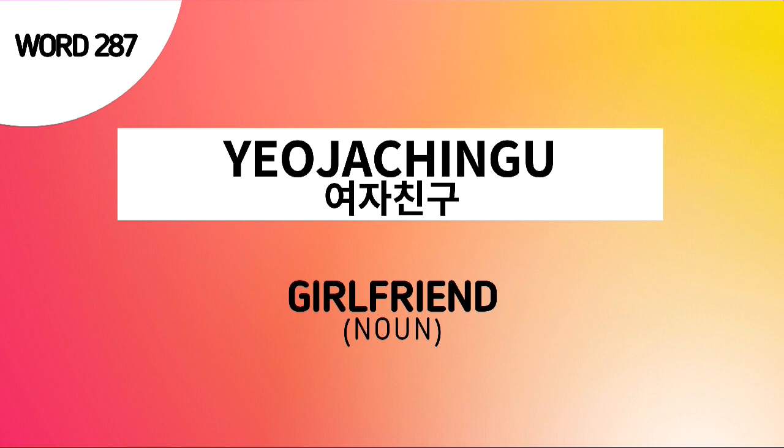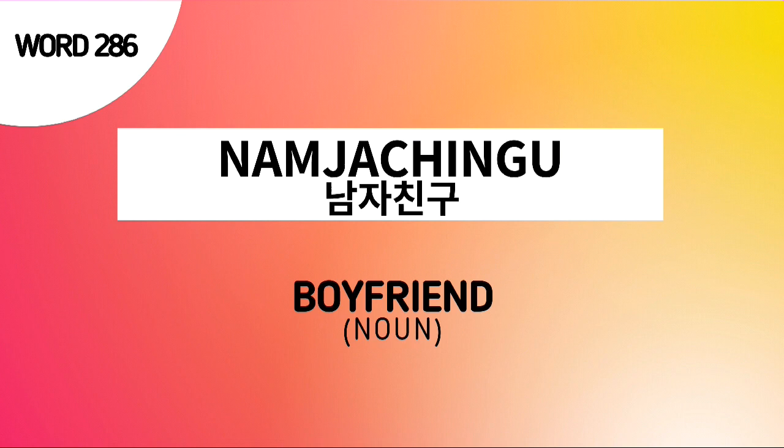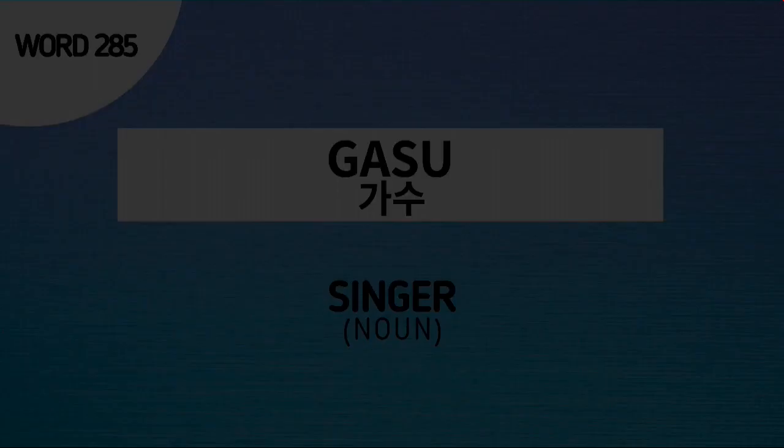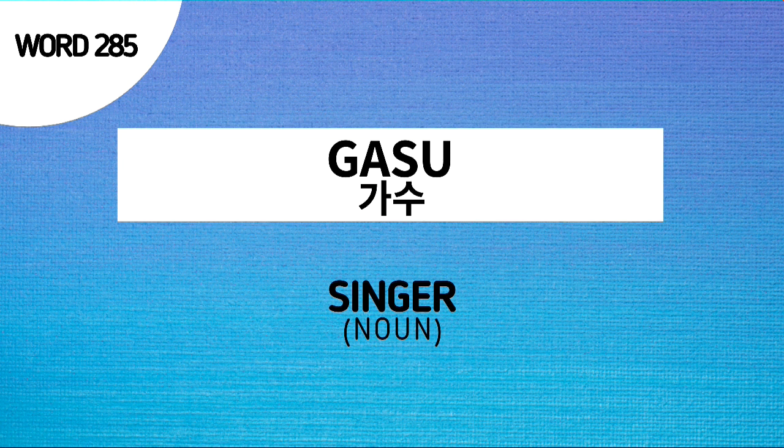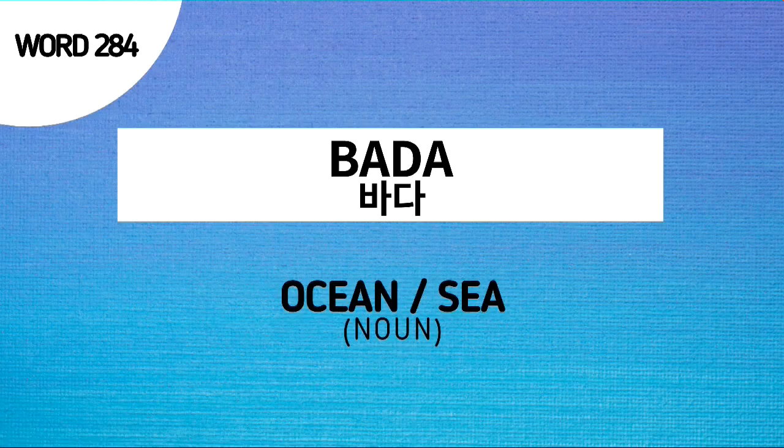Word number 287 is Chingu, which means girlfriend. Word number 286 is Chingu, which means boyfriend. Word number 285 is gasu, which means singer. Word number 284 is bada, which means ocean or sea.